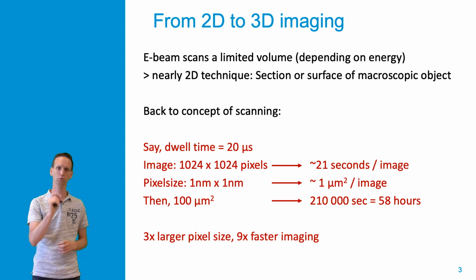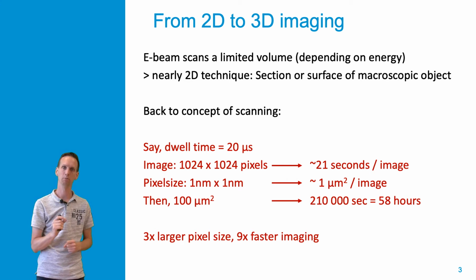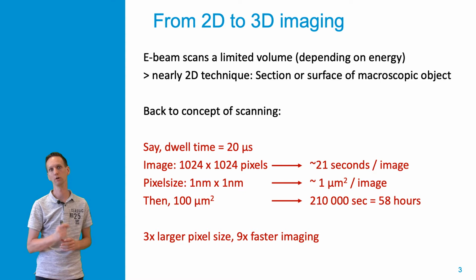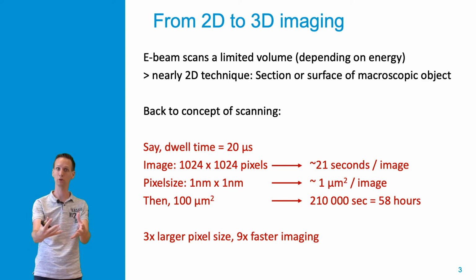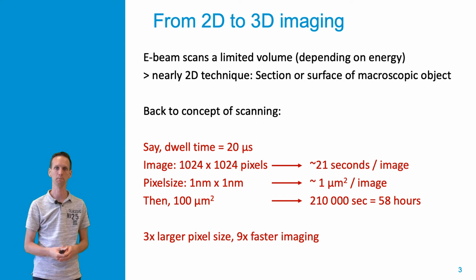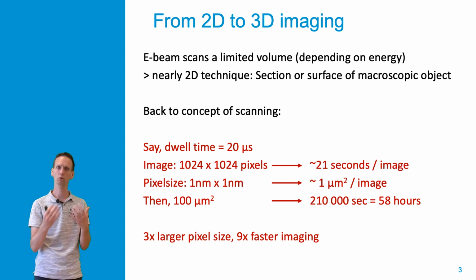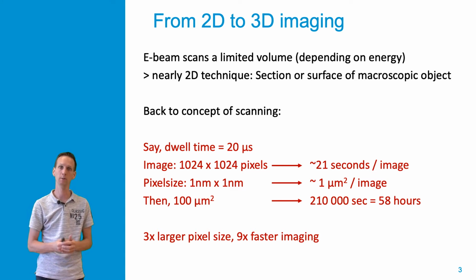Note also that if we lower the resolution of our measurement, it might mean that we can use more current. We can allow a little bit larger probe size, so we can add more current, so the imaging may also be accelerated in this way. But it's good to have these dimensions in your head and be able to do back-of-the-envelope calculations on imaging acquisition times.